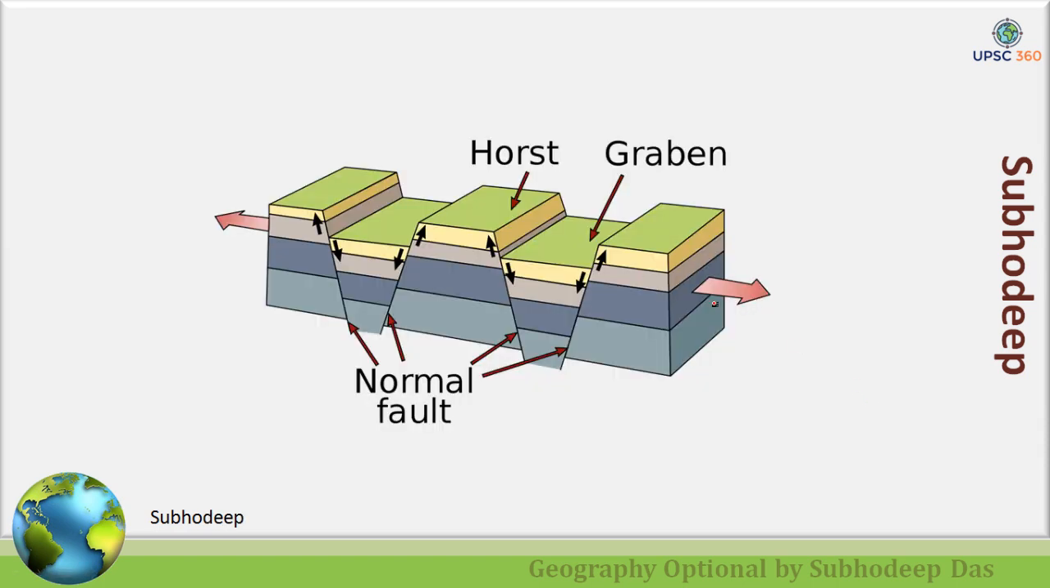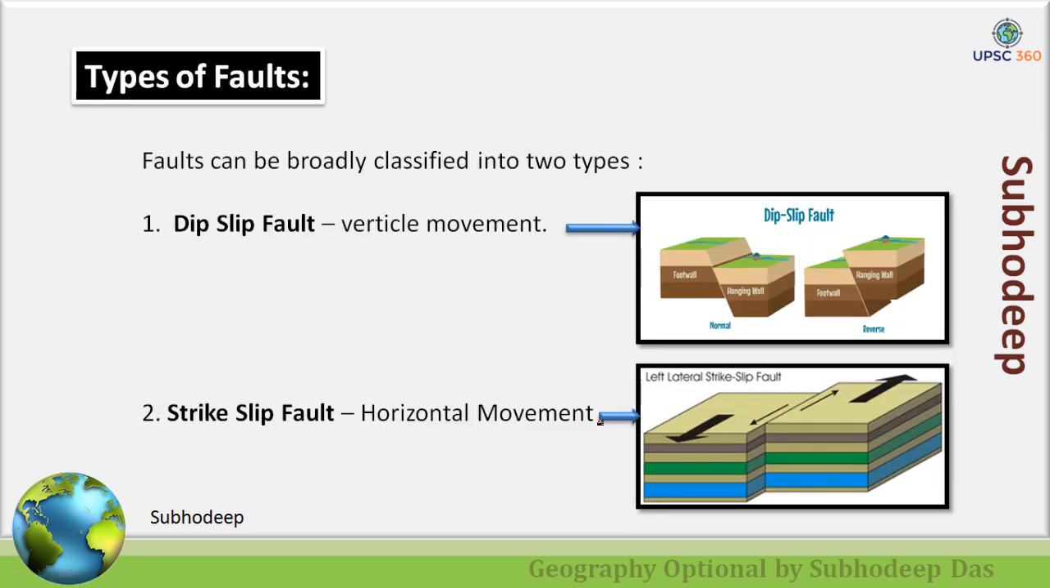So just remember it. And whenever faults occur, there is formation of horst as well as graben, right? This is a kind of rift valley formation that happens due to the faulting activities. Now, what are the types of faults? It can be classified into two types basically. The first one is dip slip fault. The second is strike slip fault.